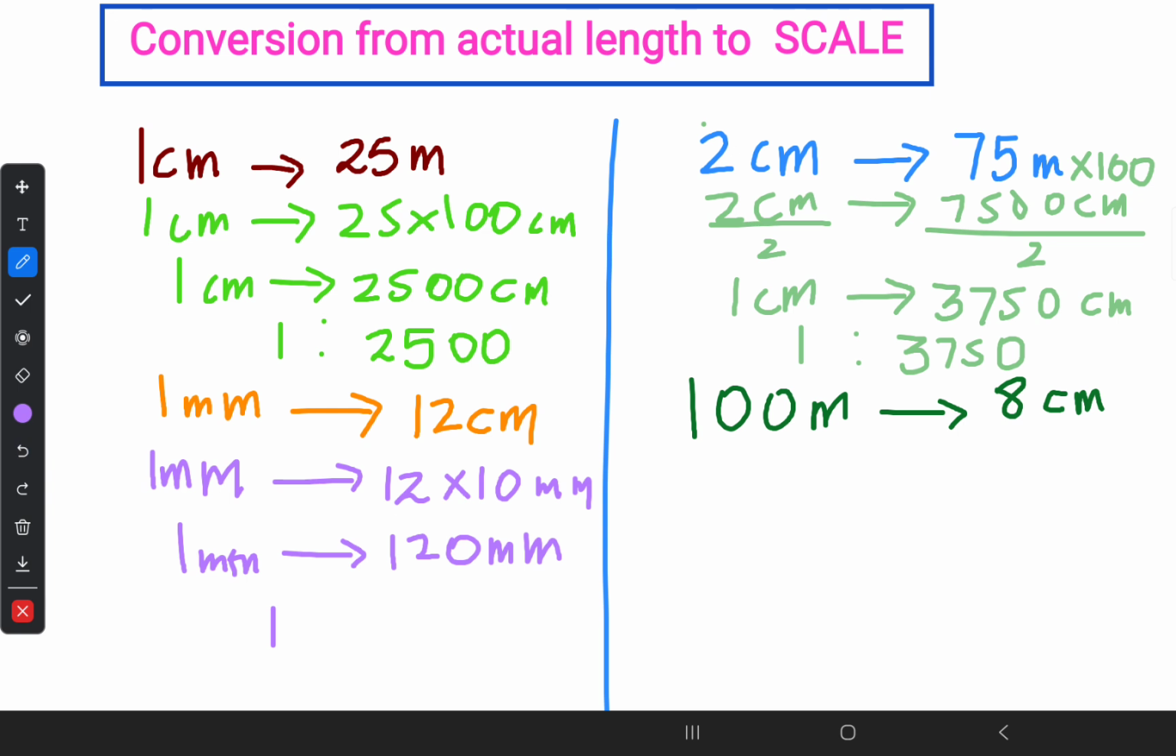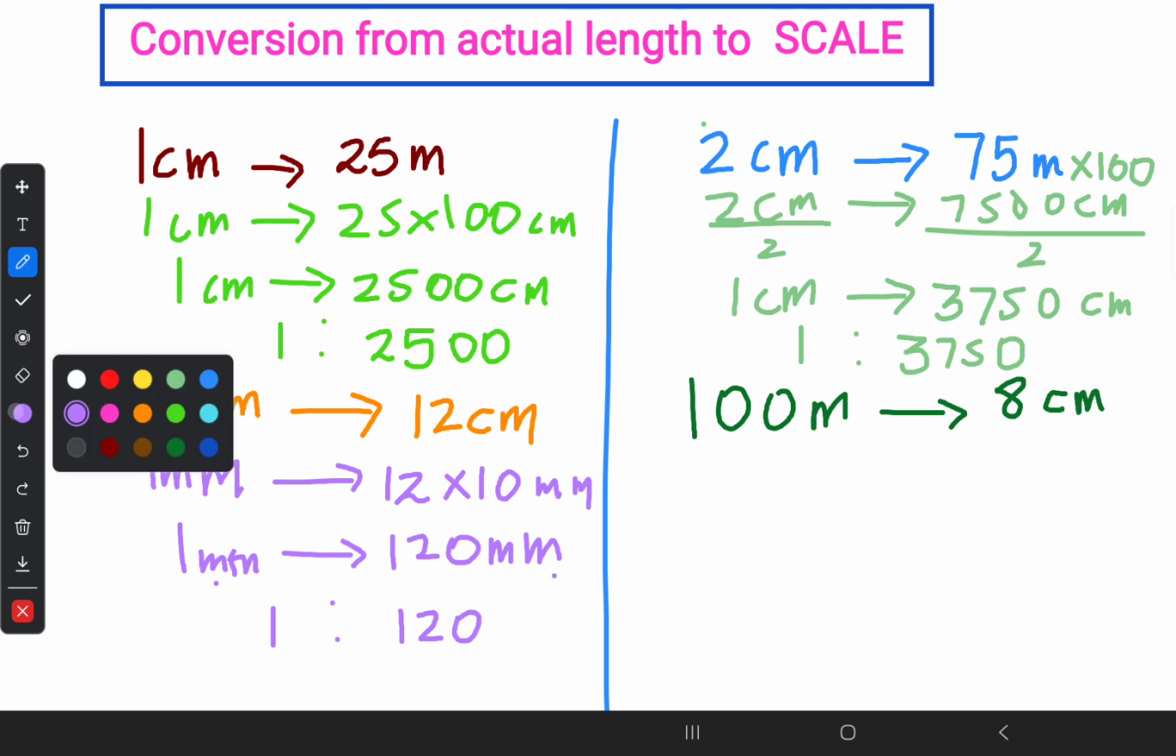Our requirement is to make both of them identical units only. Since these two are identical units, 1 is to 120. That is the final answer for our scale.